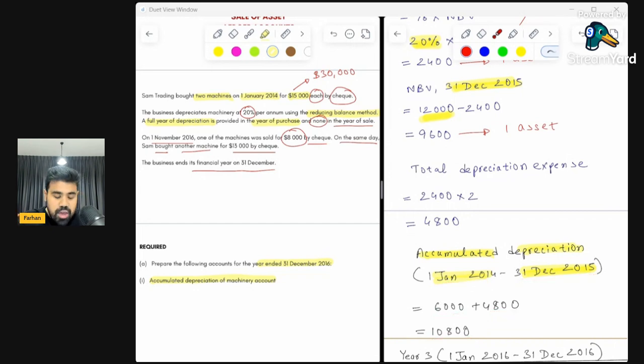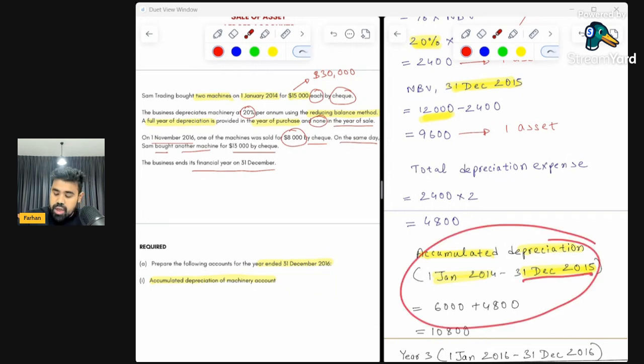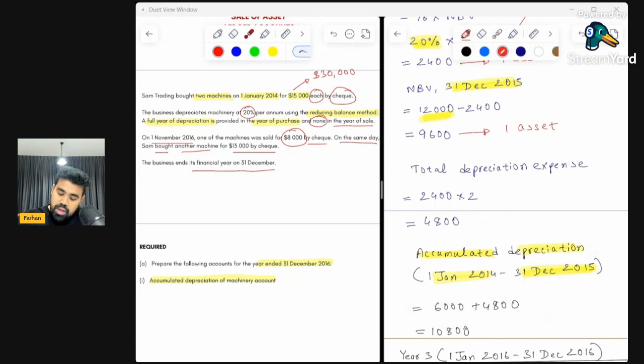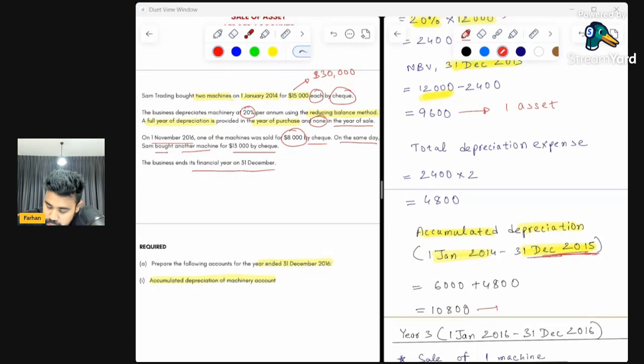Now, why do we need to know this? As you know, the requirement of the question is to prepare the accumulated depreciation ledger account for the year ended 31st of December 2016, which means we are concerned about all events from 1 Jan 2016 until the end of 31st December 2016. Okay? Now, how does this accumulated depreciation we calculated here at 31st December 2015 fit into all this? This is the accumulated depreciation as we understand at 31st December 2015, which will become the opening balance in the accumulated depreciation ledger account on 1 Jan 2016, which is the new financial year I'm talking about.